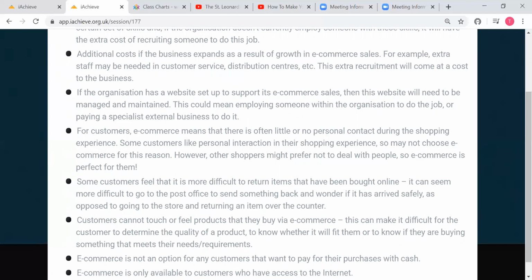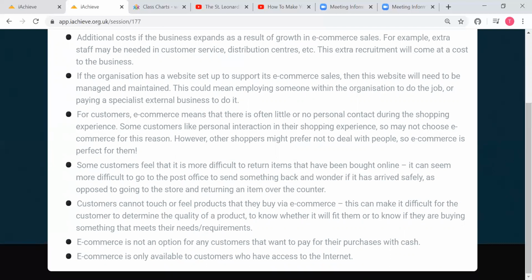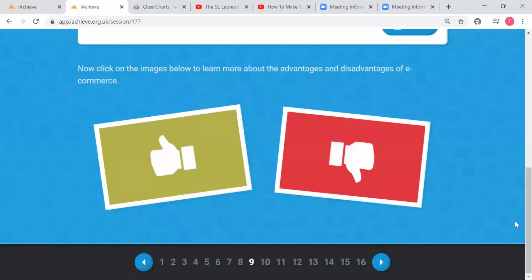E-commerce is not an option for any customers who want to pay for their purchase with cash. So this is not a cash medium. You have to have some form of electronic payment, and you need access to the internet as well to take full advantage of this.